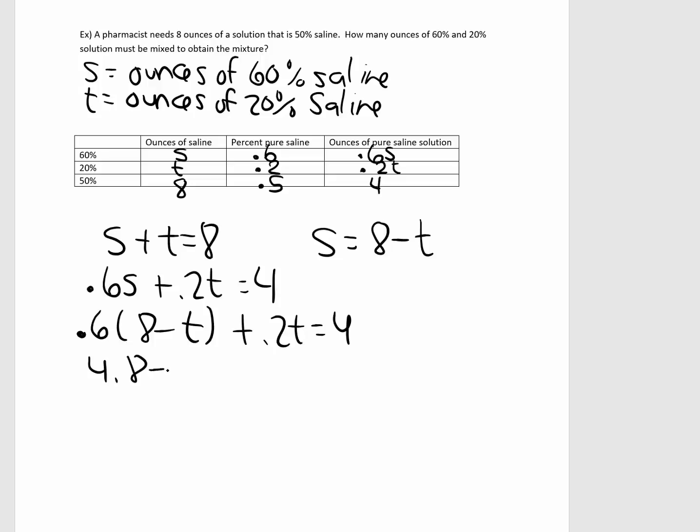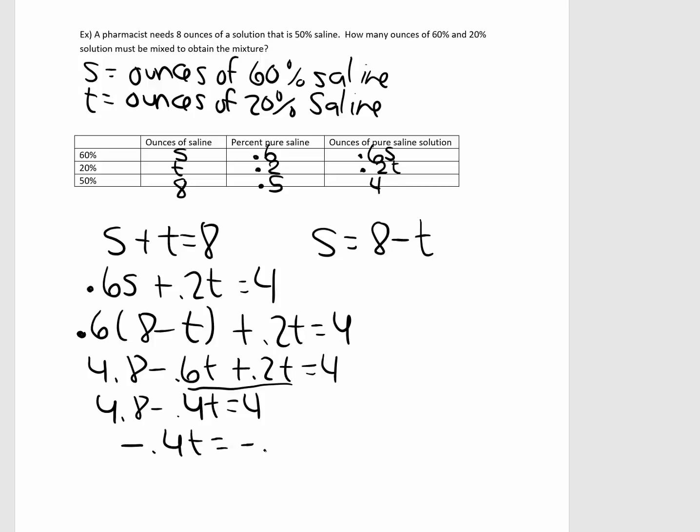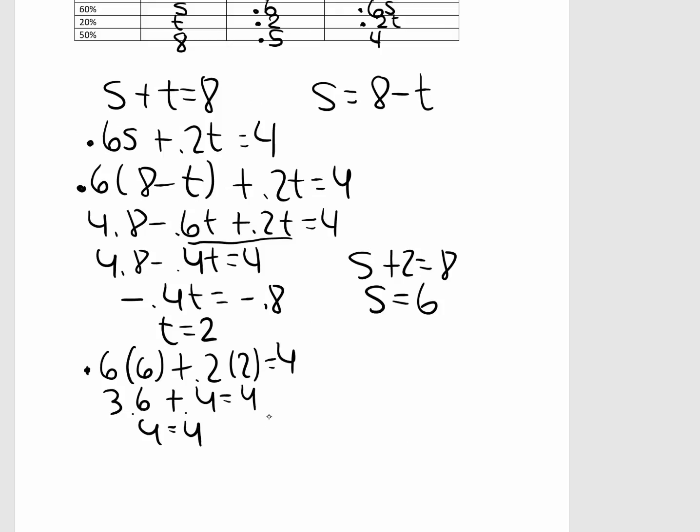Distribute. Combine like terms. Subtract the 4 and 8/10. And then divide by -4/10. So that's T is equal to 2. Now I'm going to substitute T equal to 2 into the top equation, and we can tell very quickly that S is equal to 6. So we know this works for the top. We now need to check to make sure that S equal to 6 and T equal to 2 works for the bottom equation. As we can see, that is the case here.